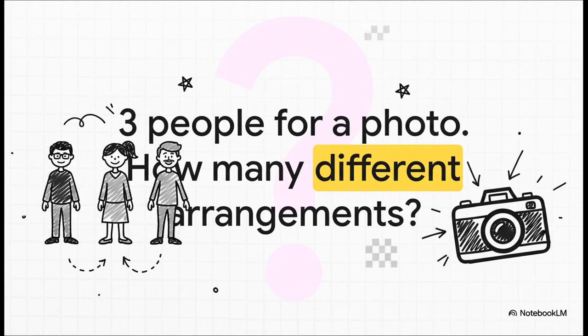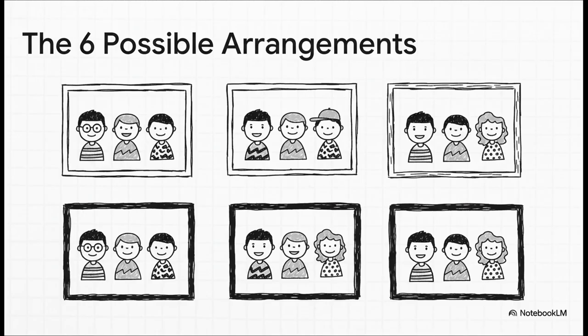Imagine a photographer trying to line up 3 guys for a picture. We've got Suresh, Ramesh, and Mahesh. They're just standing in a row. How many different photos can the photographer take just by shuffling their order? And here are the possibilities. As you can see, there are 6 of them. Each one of these is a unique permutation.